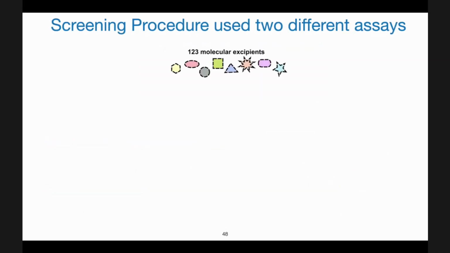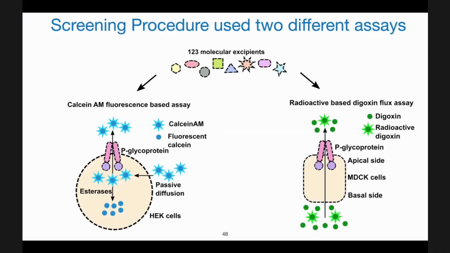So here we used screening procedures to screen the whole library of 123 molecular excipients. We used two different assays, a calcein AM fluorescence-based assay and a radioactive digoxin flux assay, which I will describe in the next few slides.